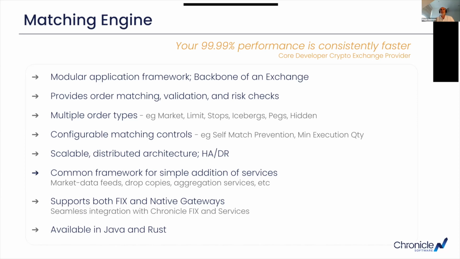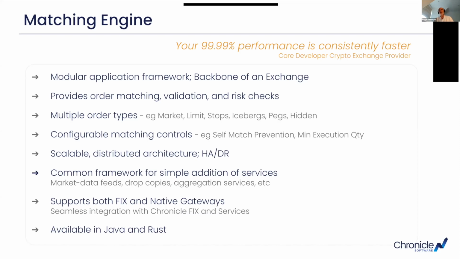And there's a similar story with the matching controls. So we've got fully configurable matching controls out of the box. We offer self-match prevention, minimum execution quantity, and it's again a highly modular framework where different matching controls can be plugged in as needed. Fully scalable, fully distributed architecture, all built on top of Chronicle Queue as the foundation. So again, we've got fully production hardened HA/DR and high performance baked in from the foundations.